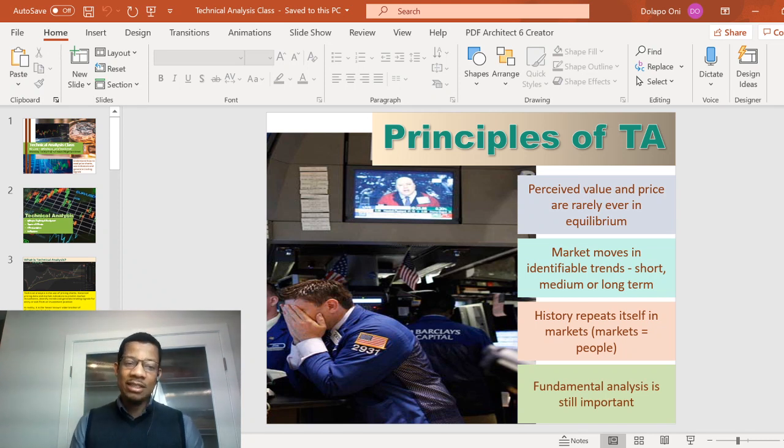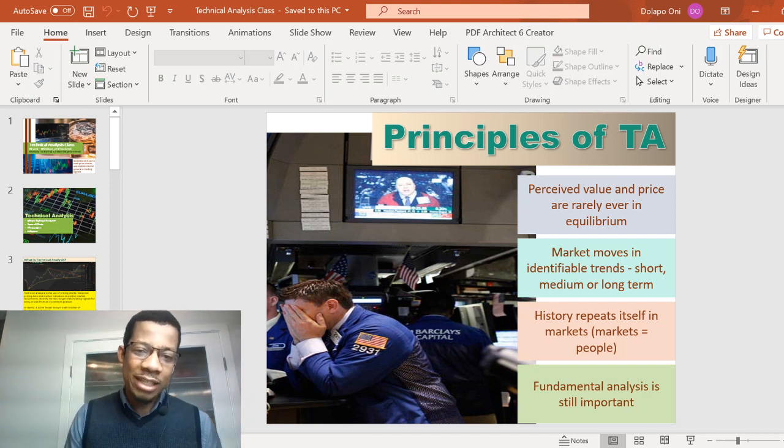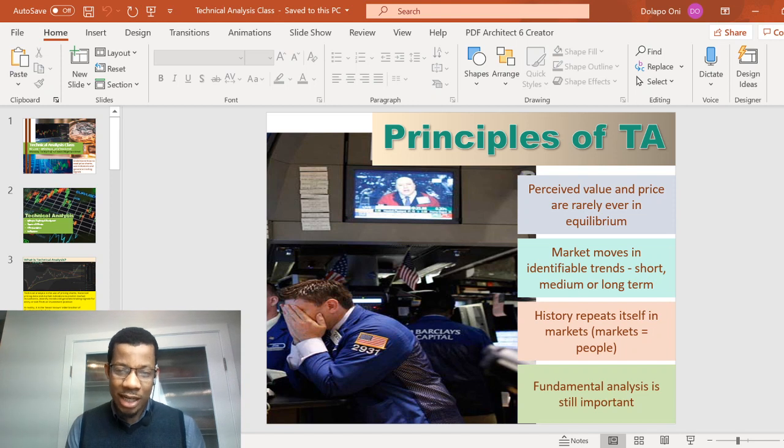So when you're trading in markets, you have to understand that markets are made up of people, which is really my third point here when I say history repeats itself in markets. Markets are made up of human beings, and human beings can be rational and they can be irrational. There are times when the whole market behaves irrationally. In other words, they overreact to a particular news item or they underreact to a particular news item.